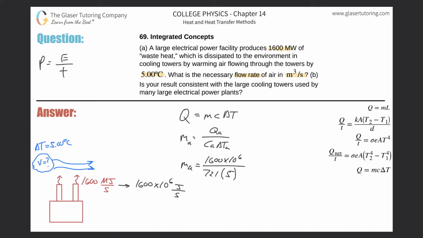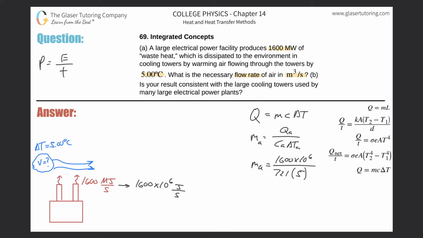Now all we need to do is calculate this. You can look up that value for air; that's the specific heat looked up in the table. So we get 1,600 times 10 to the 6th divided by 721 times 5. And this is about 4.44 times 10 to the 5th, and that's in kilograms. Now that is not the answer, but that's one step closer.